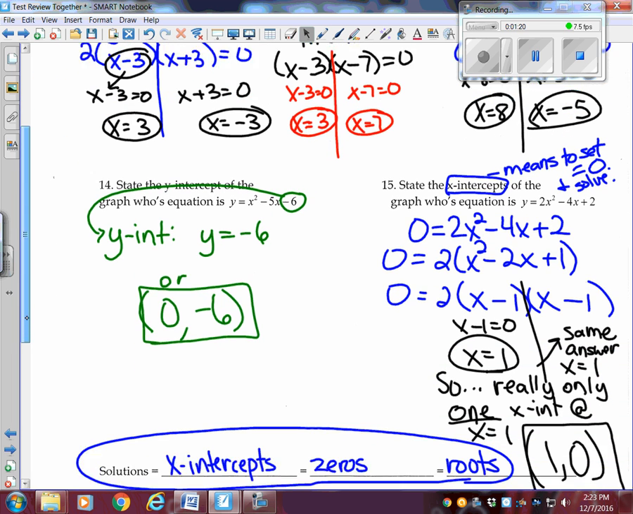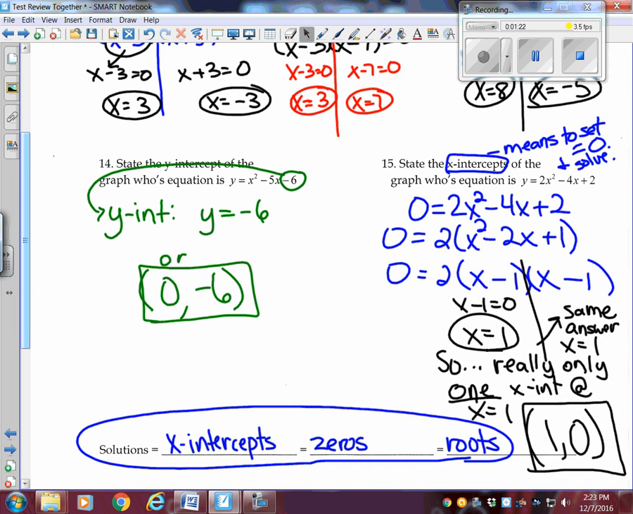Number 14 asks for the y-intercept. That's always the constant c value that's at the end of the standard form of a quadratic equation. Notice that we've written it in point form, like a coordinate point. That's the x-coordinate and that's the y-coordinate. Of course, the y is -6, and we do not move off of the axis at all. So we're still right on the y-axis. That's why the x-coordinate is 0.